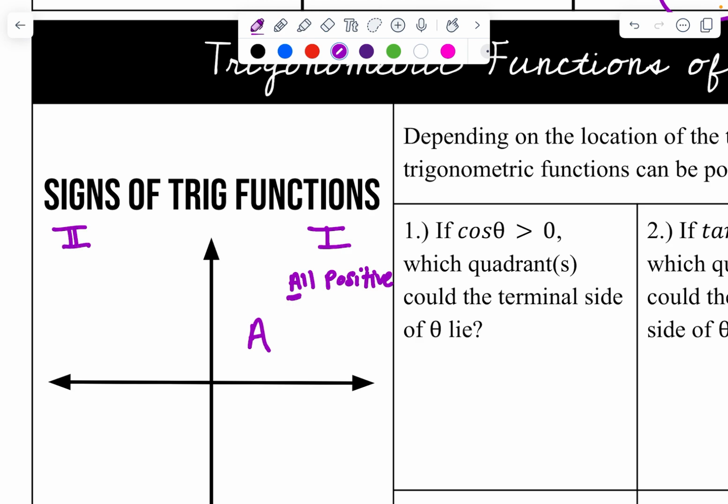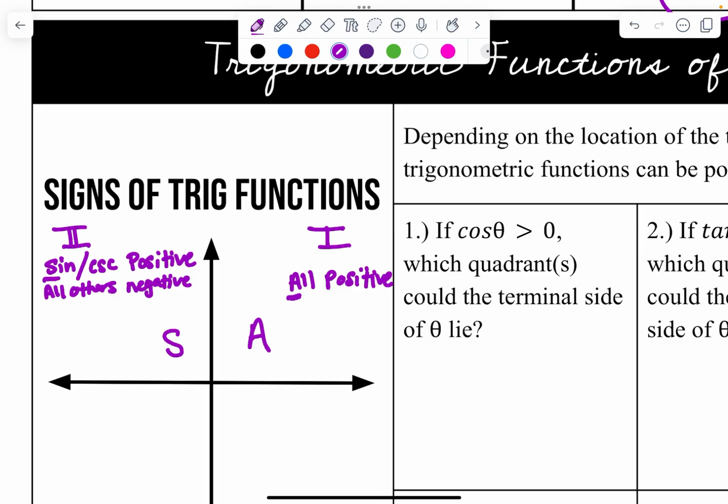If we are in quadrant 2, the sine and cosecant, which is just its reciprocal, are positive, but all the others are negative. So cosine, secant, tangent, cotangent would all be negative. So it's the sine and its reciprocal cosecant that are positive in quadrant 2.